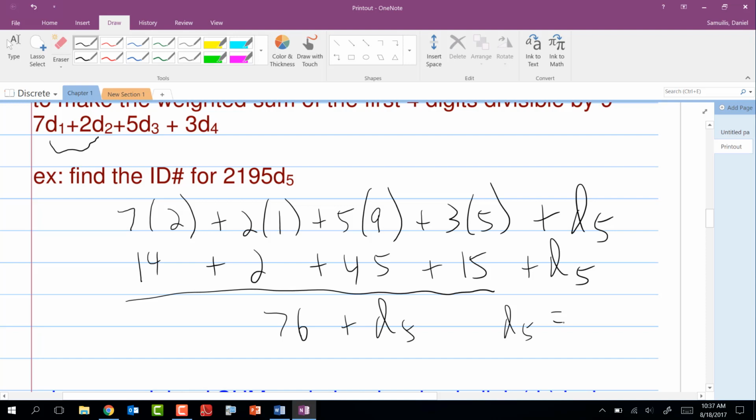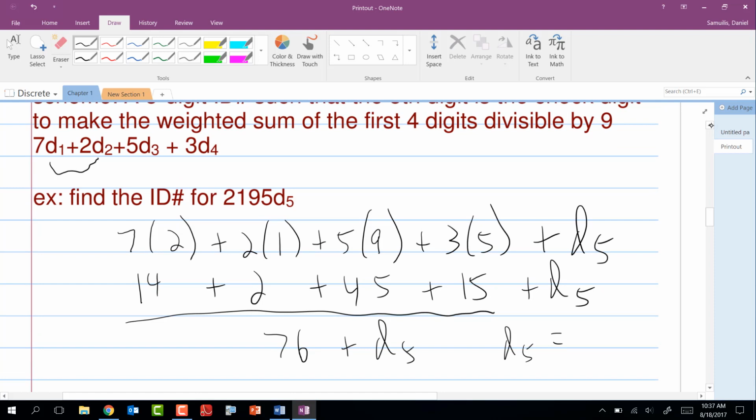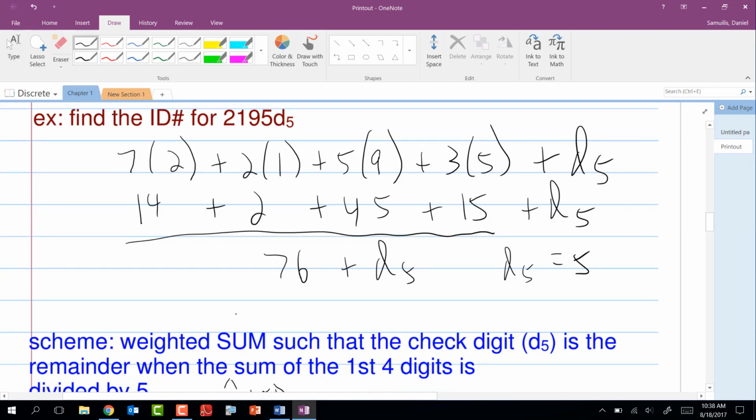What does that mean D5 has to equal to follow this scheme of being divisible by 9? 5. Why 5? 76 plus 5 is what? 81. 81 is divisible by 9 very evenly, so it's got to be that. So this person's ID number assigned by the tech master would have to be this, with the check digit being 5, so that it follows this scheme.